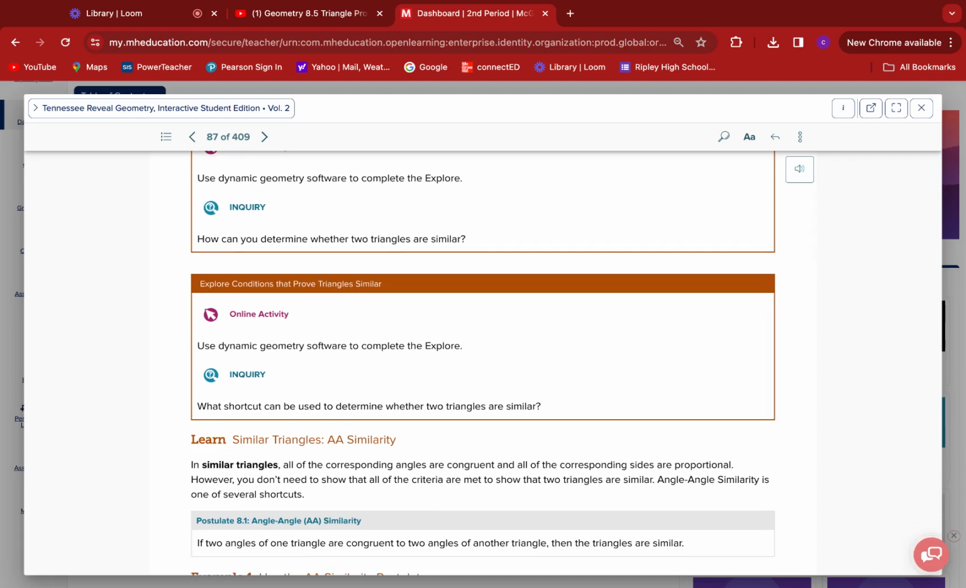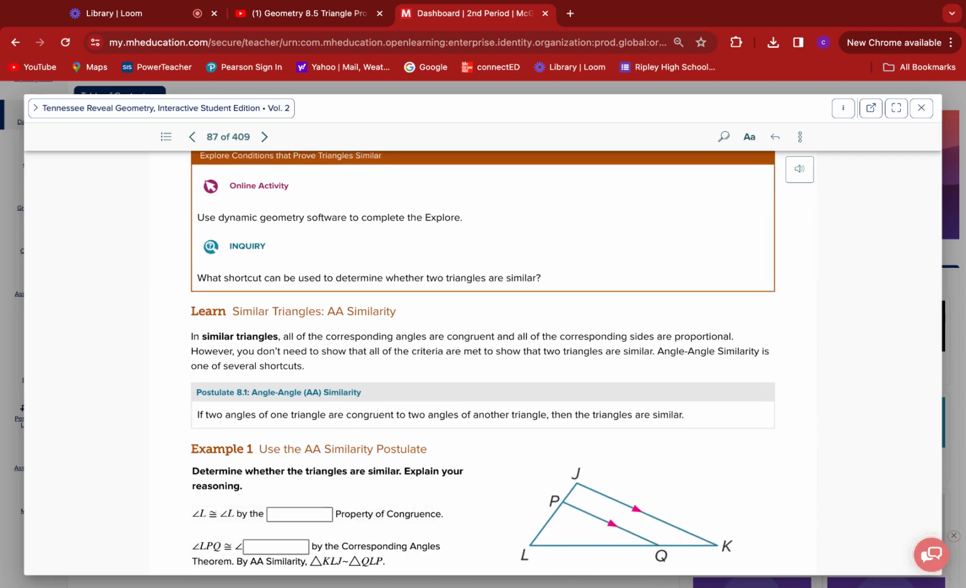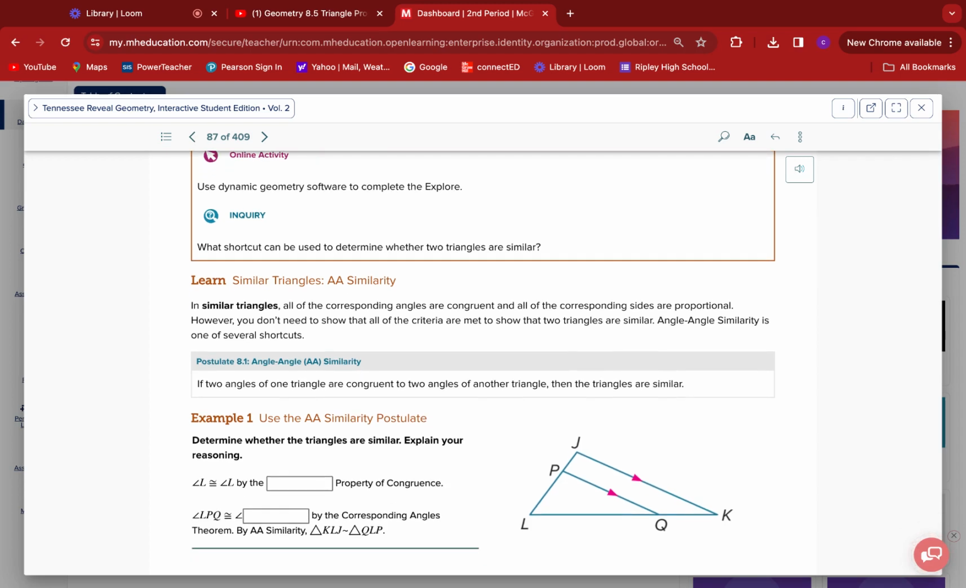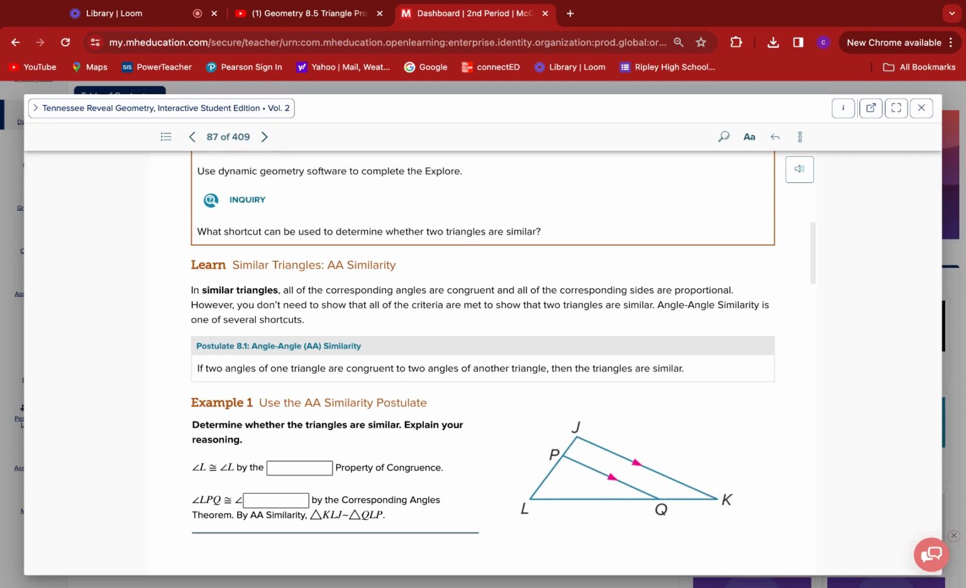So don't forget, for triangles or any kind of polygon really to be similar, two things have to happen. The corresponding angles have to be congruent to each other, and the sides have to be proportional to each other. In other words, they have to have the same scale, same scale factor.